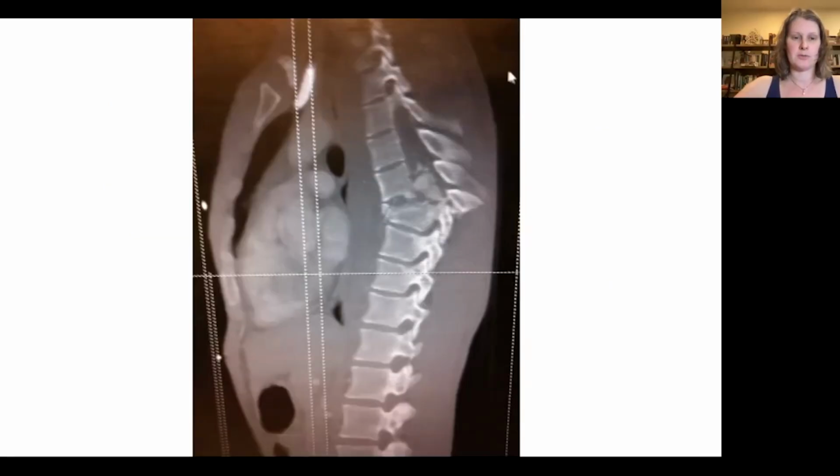Going back to our goals of decompression and stabilization, this person definitely needs decompression. They've got a bone in the canal here, so you need to remove that to remove the ongoing compression of the thoracic cord. But this is also an extremely unstable spinal fracture called a fracture dislocation.